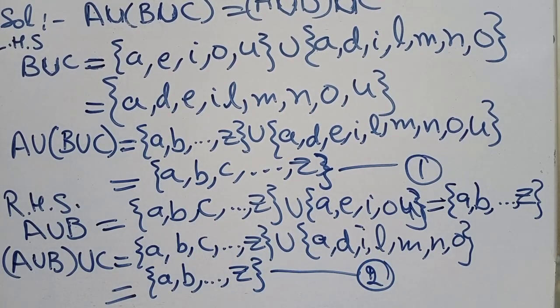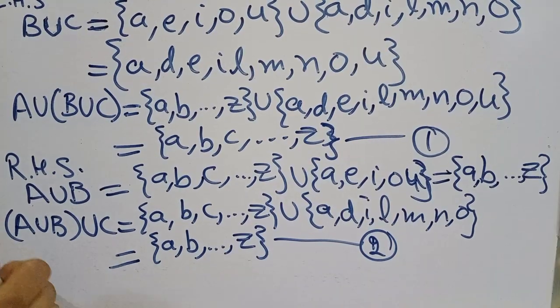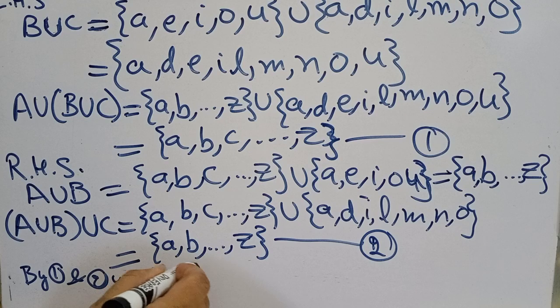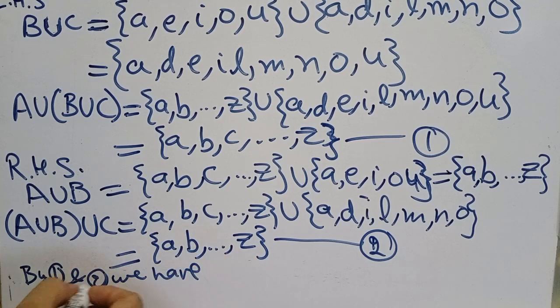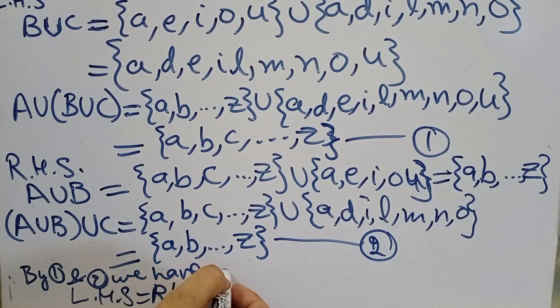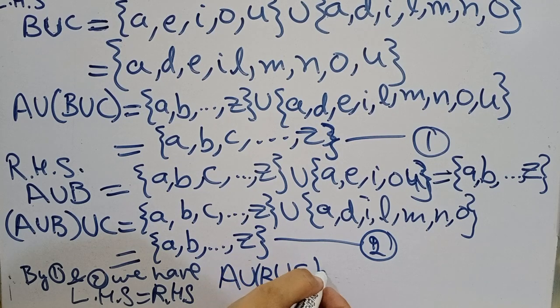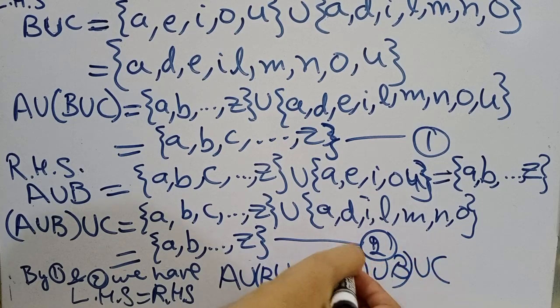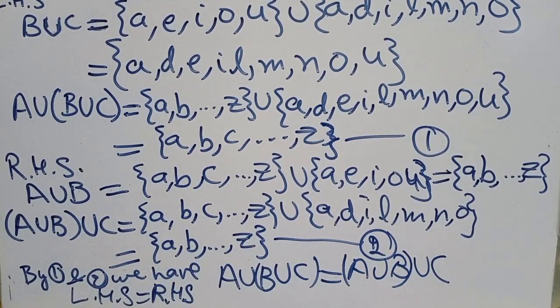By equations 1 and 2 we have left hand side is equal to right hand side. A union (B union C) is equal to (A union B) union C. The associative property of union is completed.